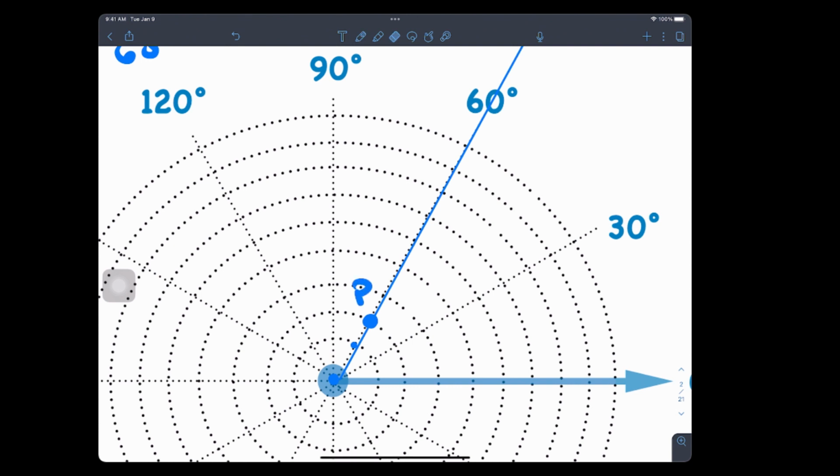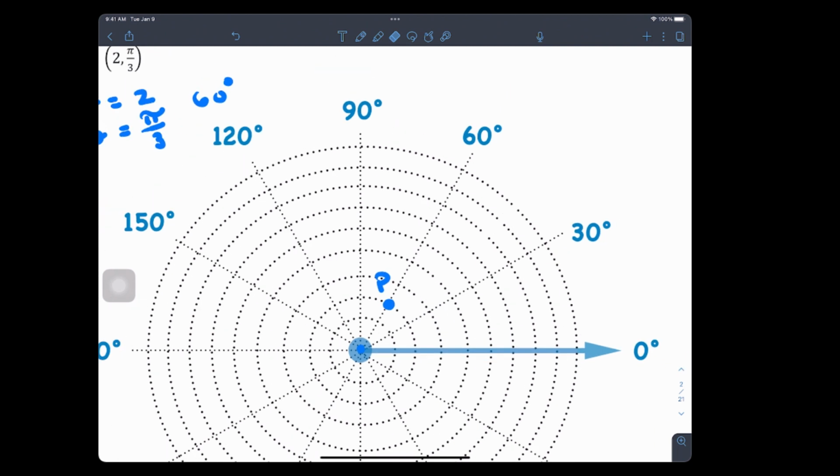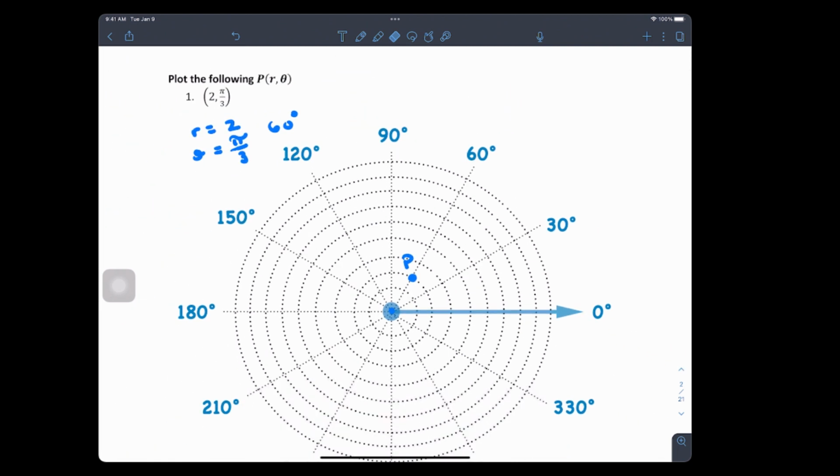Okay, now really, you don't need all of this. If we can get rid of this, there we go. So there's your location. This is where (2, pi over 3) is. Okay, you guys okay with that? Is that pretty simple? What do you guys think? Is that a simple idea? It's not too bad. It's pretty good.